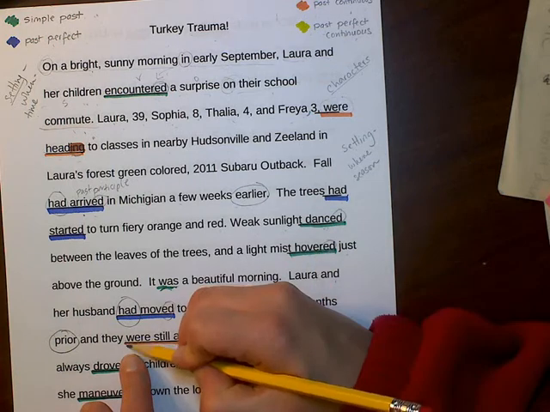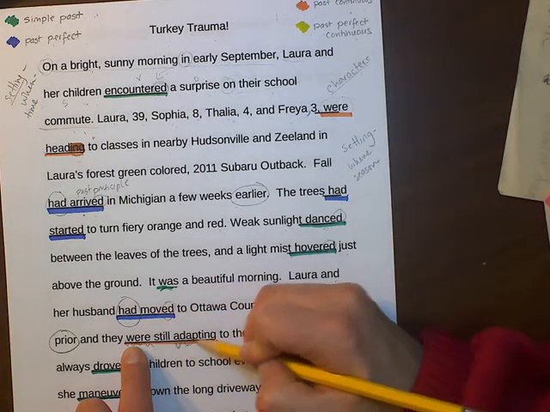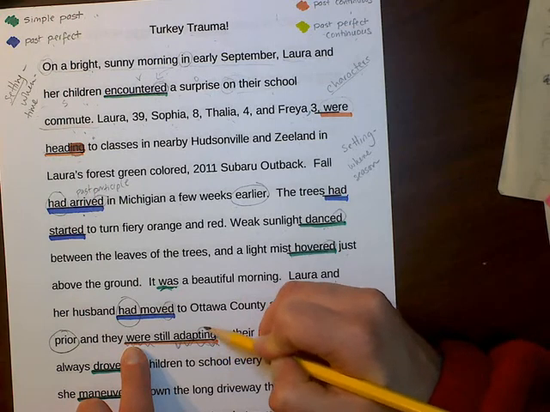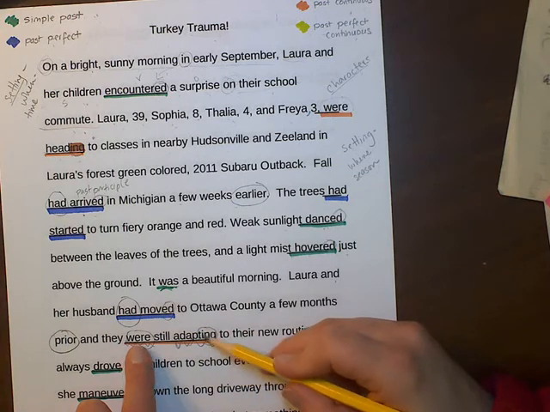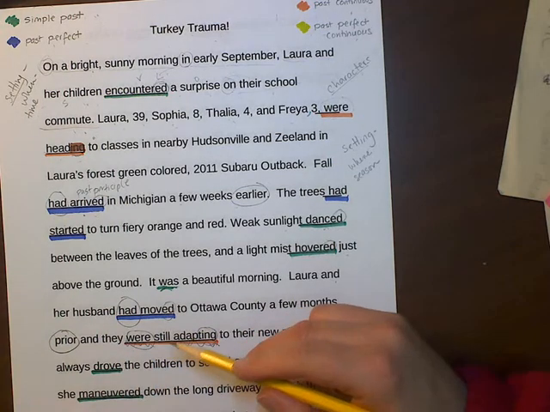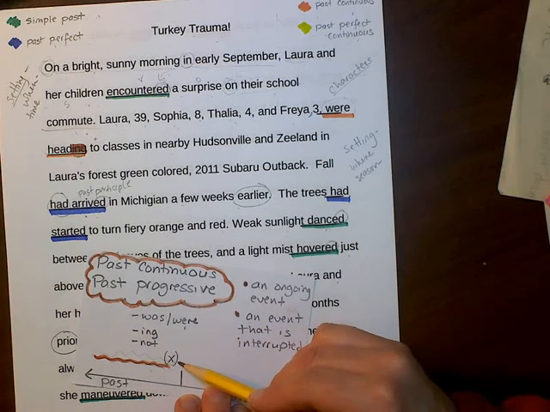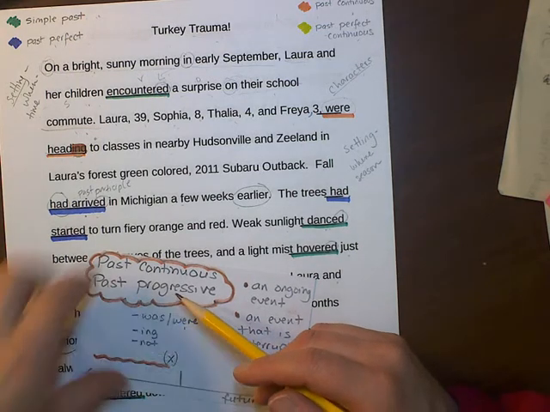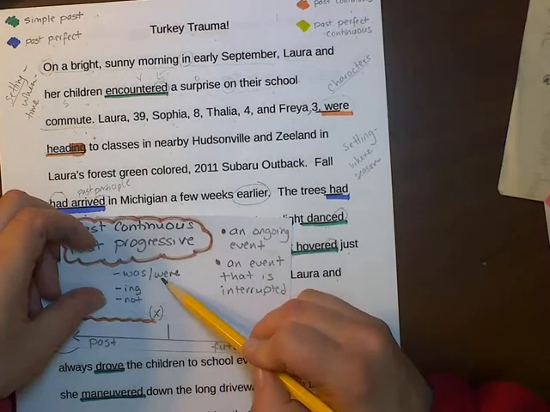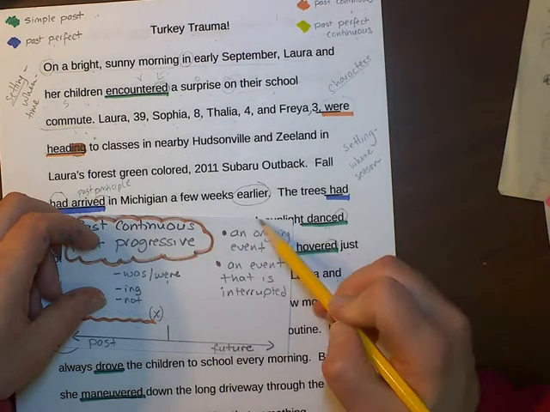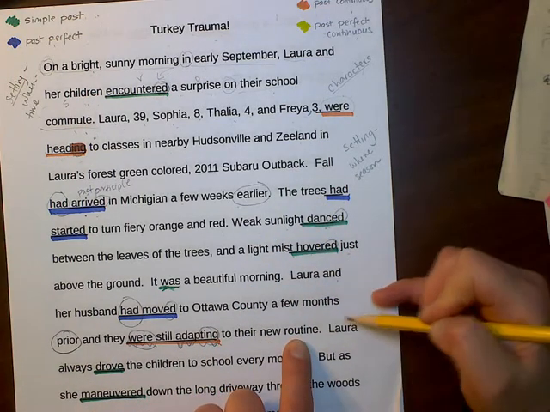So I have the past perfect, past continuous here. Continuous because it's -ing, and the verb to be. Past continuous because it's something that was ongoing, okay? They were adapting. It's not something that happens like that, right? Adapting takes a long time. So I have was and were and -ing. So this is an ongoing event. They were still adapting to their new routine.